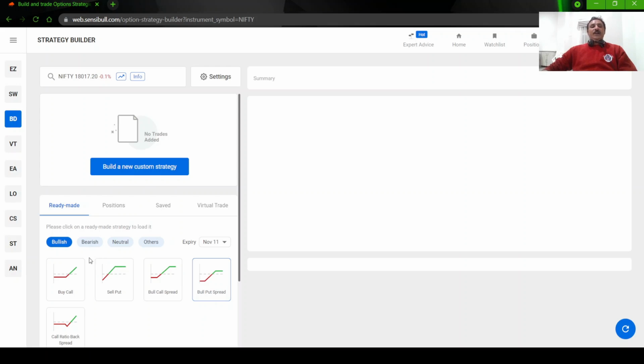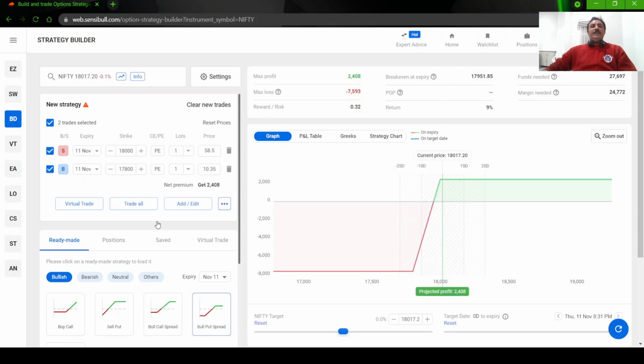Let us see how we will put the strategy. First we will start with the bull put spread, then from there we will convert that to a bull put ladder. Okay, so the bull put spread, we'll just click here because this is the bull put spread, the ready-made strategy which gives the nearest expiry at the money and out of the money put.